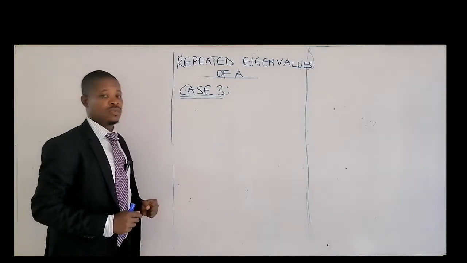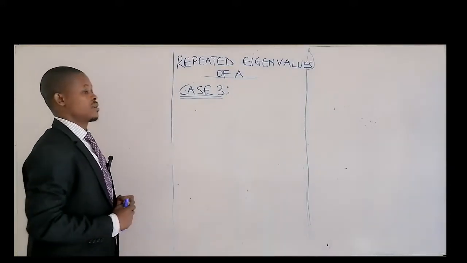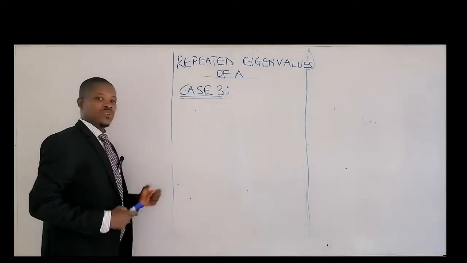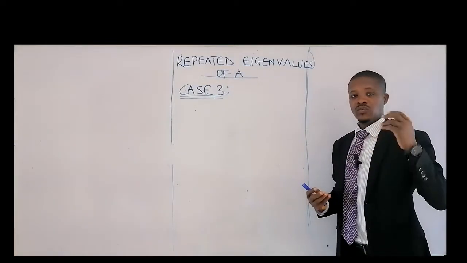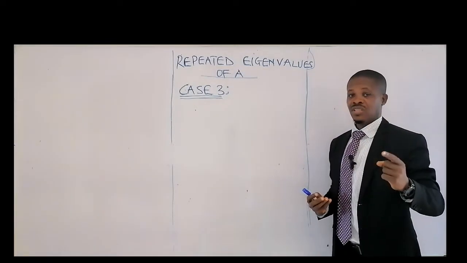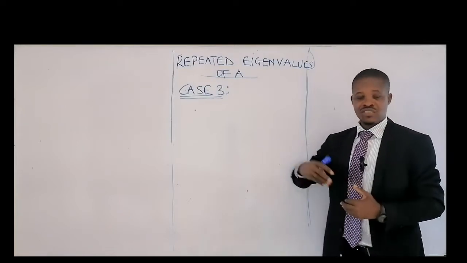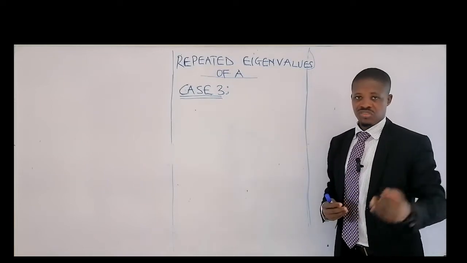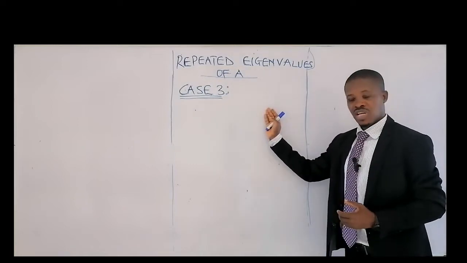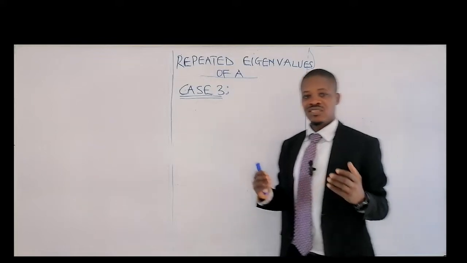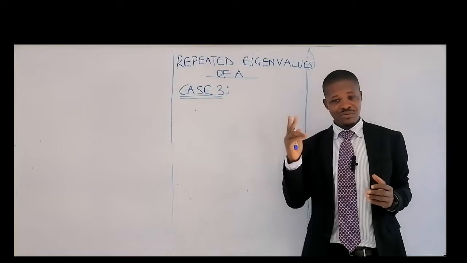Back to this channel, and we are looking at repeated eigenvalues of A, and then case 3. We've already discussed case 2, which is the case when the eigenvalue is repeated 2 times and produces just one eigenvector, and I'll discuss that with questions. So if you have missed that video, please quickly go there now and watch it before you go to case 3. Case 3 is all about when the eigenvalue is repeated 3 times.